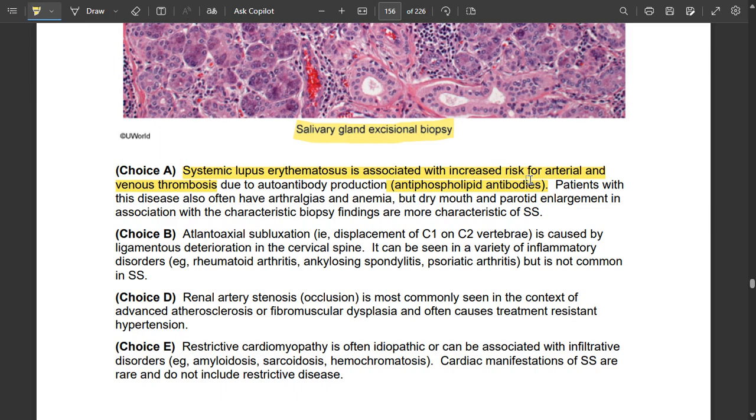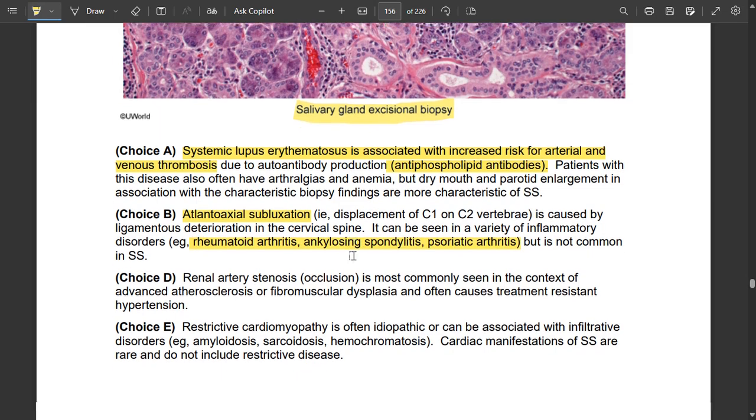Atlantoaxial subluxation, the displacement of C1 and C2 vertebrae, is caused by ligamentous deterioration in the cervical spine. It can be seen in a variety of inflammatory disorders like rheumatoid arthritis, ankylosing spondylitis, and psoriatic arthritis, but not common in Sjogren syndrome. So atlantoaxial subluxation is common in RA, AS, and psoriatic arthritis, but not in Sjogren syndrome.